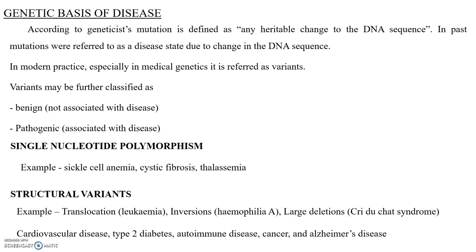Complex diseases are those that are caused by a combination of multiple genetic and environmental factors. Examples of complex disease are cardiovascular disease, type 2 diabetes, autoimmune disease, cancer, and Alzheimer's disease.